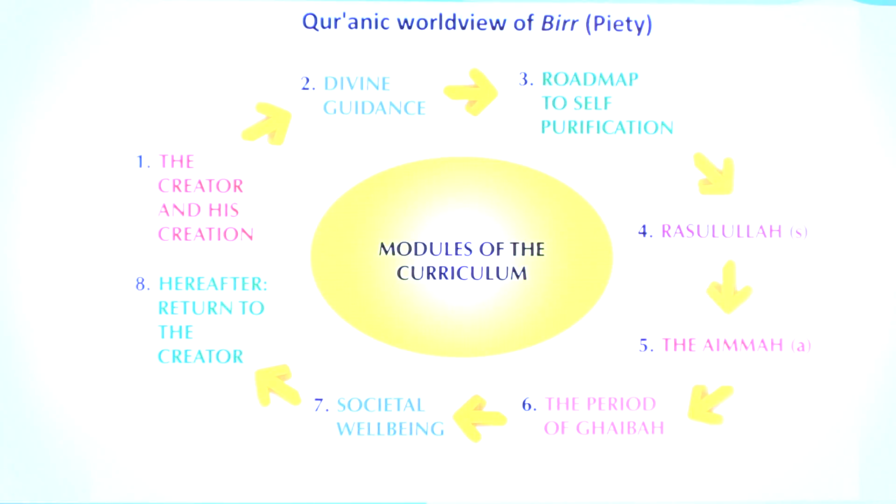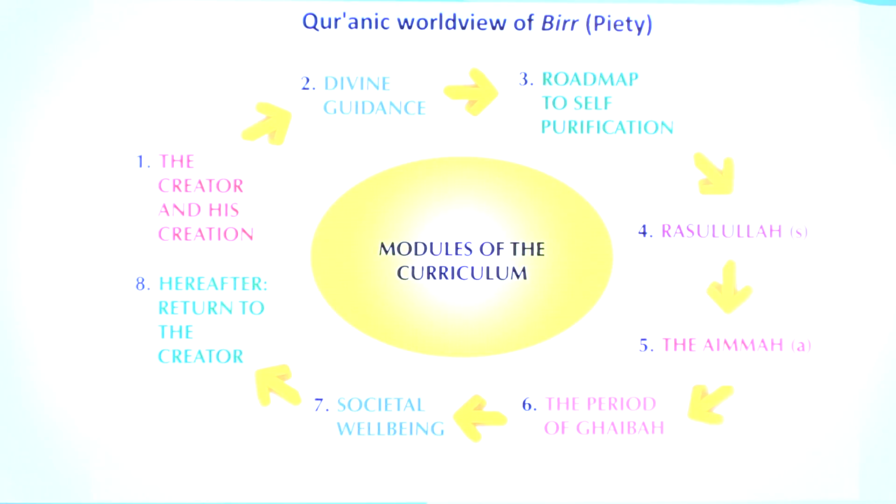Then the second module is the divine guidance, that Allah did not just create these creatures, human beings, and just let them fend for themselves. He provided guidance so that He can help them achieve perfection in this world and salvation in the next world. So the guidance comes through the prophets that He sent, and here is where we talked about all the previous prophets before Prophet Muhammad sallallahu alaihi wasallam, and all the previous scriptures that they came with.